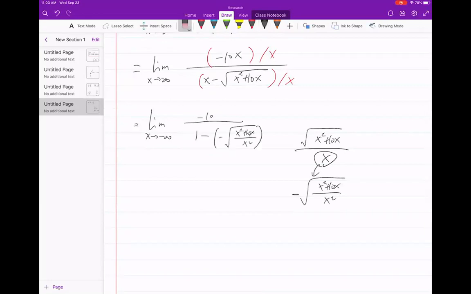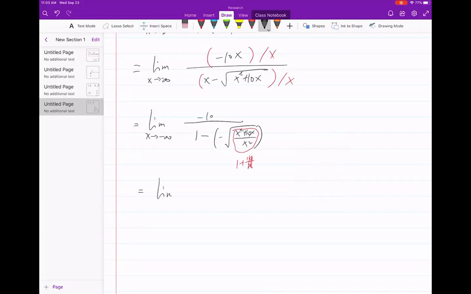And the inside is nothing but 1 plus 10 over x. That goes to 0. We finally have, it's already done. So negative 10, 1 minus minus 1. Negative 5.